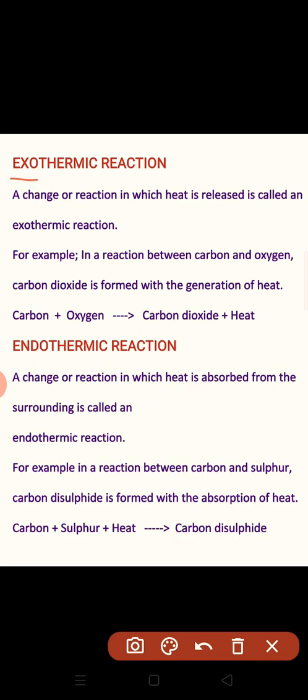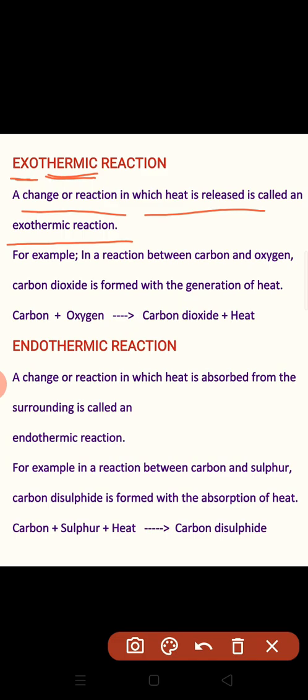Exothermic. Exo means outside and thermic means relating to heat. So if in a chemical change, or in a chemical reaction, heat is releasing out, then it will be called an exothermic reaction. As I said, its name indicates exo means outside and thermic means relating to heat. If heat is releasing outside, then it will be called an exothermic reaction.